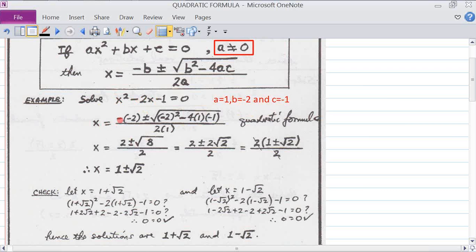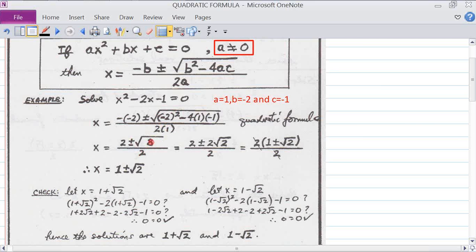If we put this into the formula, we have minus b, and b is minus 2, plus or minus the square root of b squared, where b is minus 2, minus 4, a is 1, and c is minus 1. So we're just putting these values into this formula. And when we do that, minus minus 2 becomes plus 2. This is 4 plus 4. Both these terms are 4 and 4, and when we add them we get the square root of 8. And 2a is 2 times 1, so that's 2.